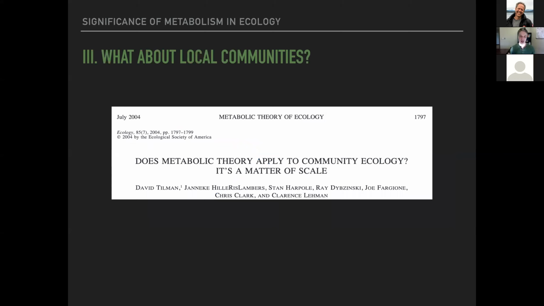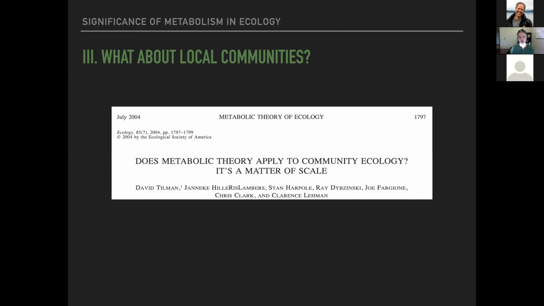So that's my macroecological application of metabolic rates and the metabolic framework. But what are the critiques of this metabolic approach to ecology? Maybe it works well in linking organisms to ecosystems or to the globe, but what about in communities, where a lot of ecologists really care about processes?